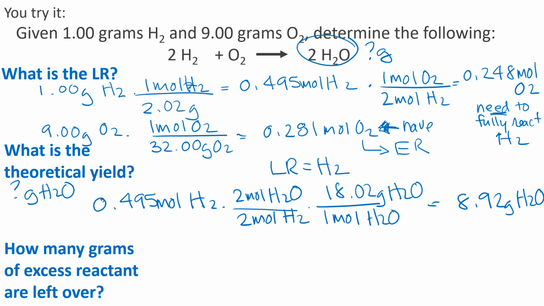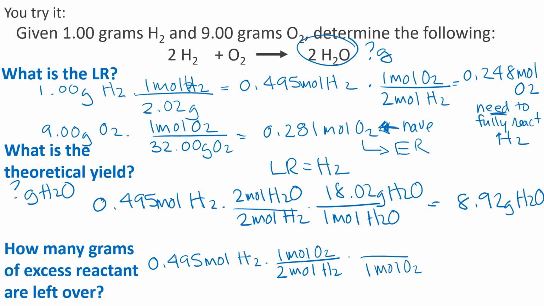Okay, and then the last thing, how many grams of excess reactant are left over? So if hydrogen is the limiting reactant, we know oxygen is the excess reactant. So the first thing we have to do is find out how much of the excess reactant we use. So I'm going to convert my moles of H2 to grams of O2. So I have 0.495 moles of H2, I use 1 mole of O2 for every 2 moles of H2, and then that 1 mole of O2 has a mass of 32.00 grams. And so that works out to be 7.92 grams of O2. That's how much gets used.